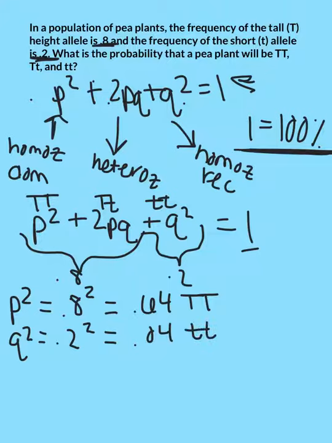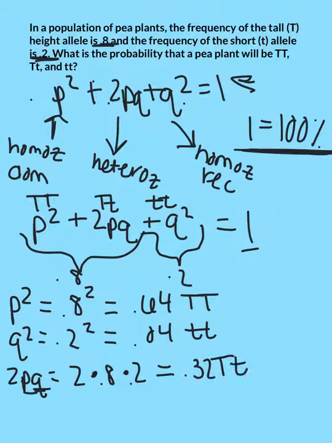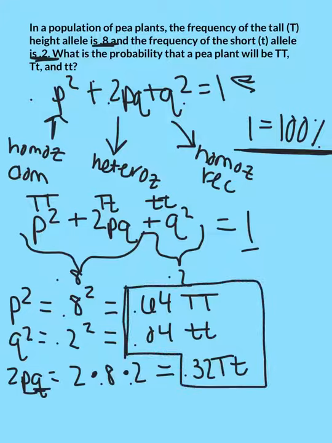And then you'll have your 2PQ. So that will be 2 times 0.8, which is your P, times 0.2, which is your Q. And that will equal 2 times 0.8 times 0.2, and that will equal 0.32 big T, little t. And so these are all your answers for your problem.